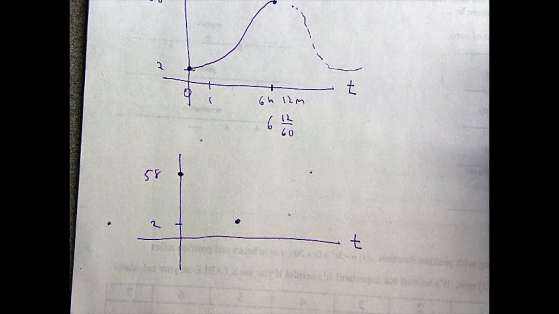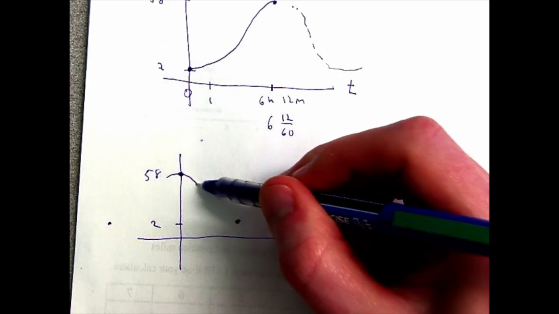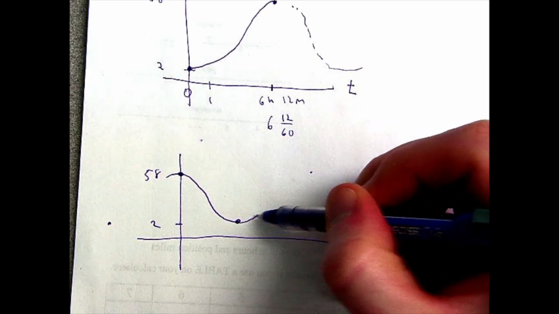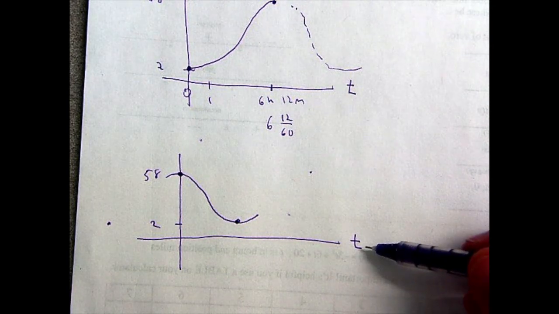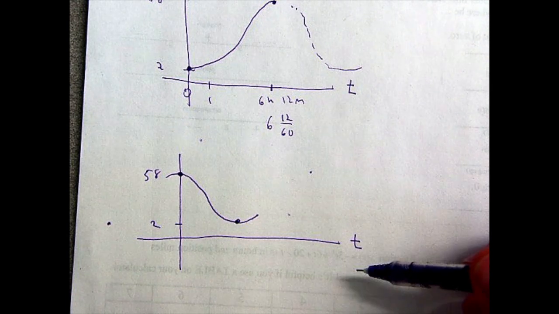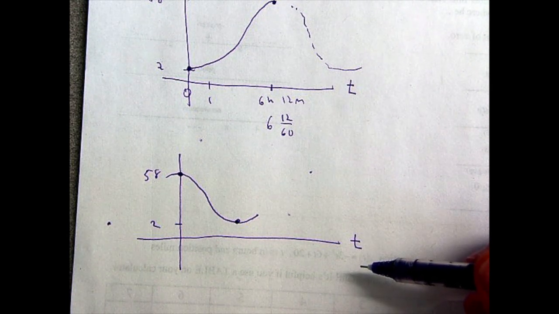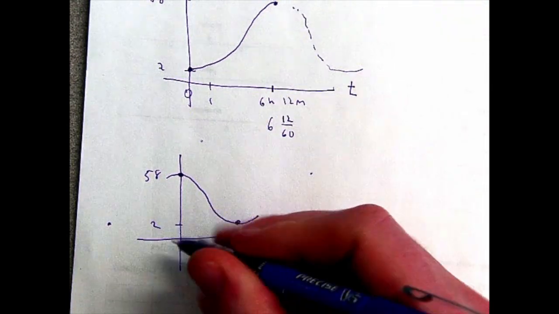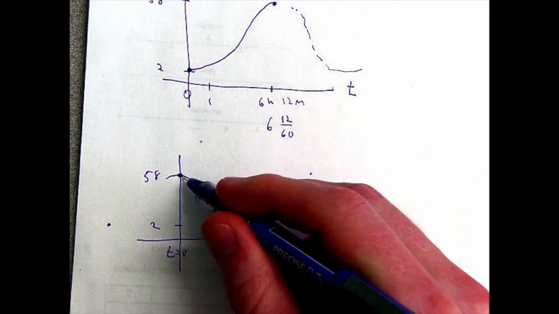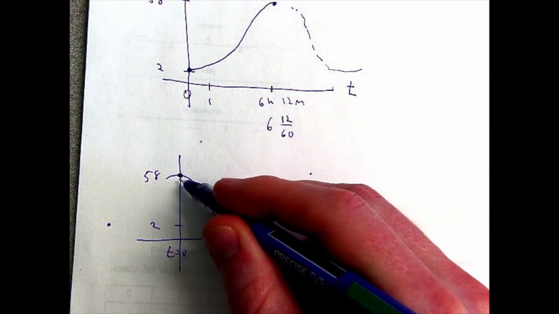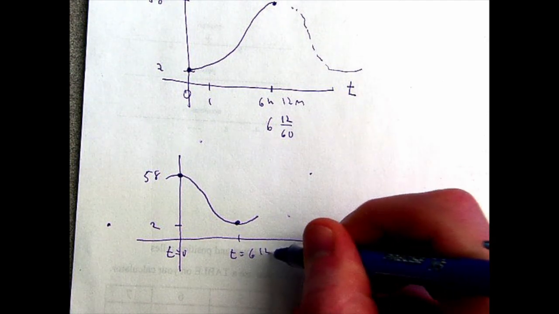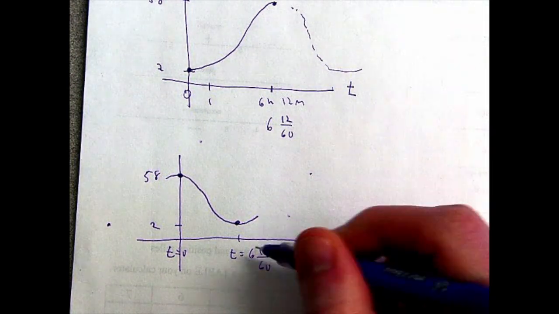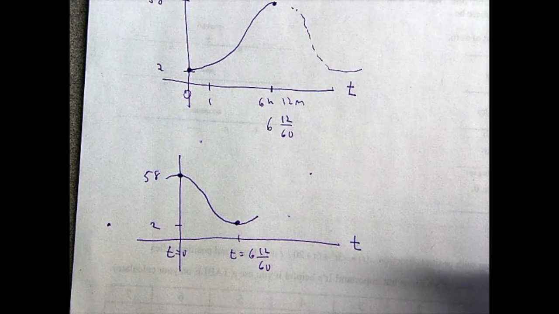Now, you could also choose to draw the graph this way. Okay? And what this is doing is it's making a different choice about what t represents. In this situation, t represents the number of hours past high tide, because at t equals 0, you're looking at 0 hours past high tide. In other words, you're looking at high tide. And then when t is equal to 6 and 12 out of 60, you're looking at the number of hours past high tide.